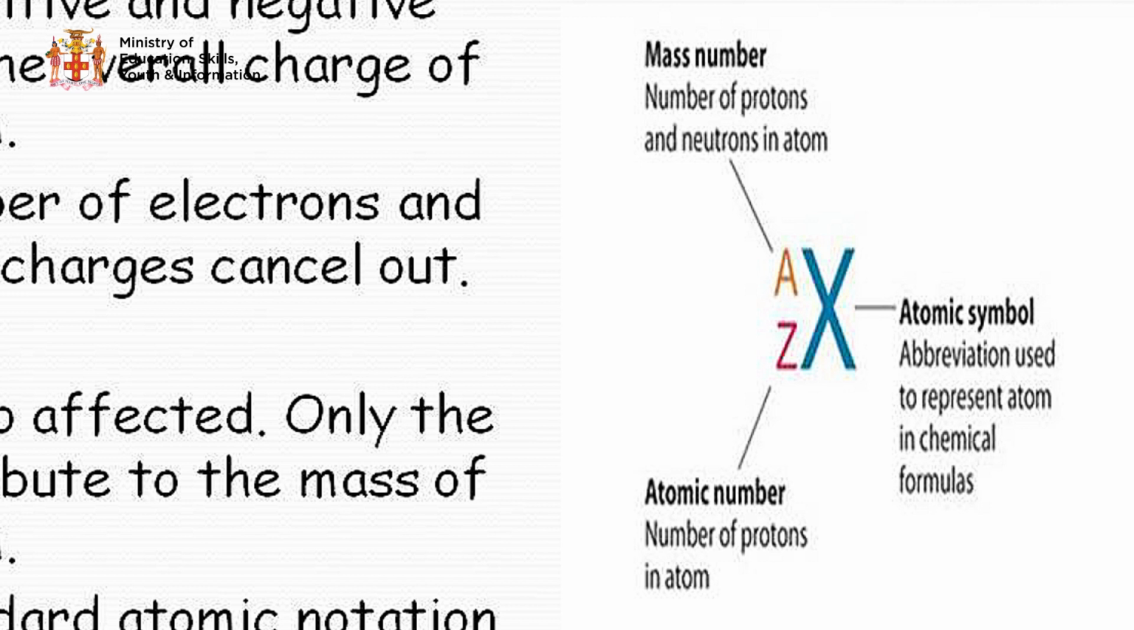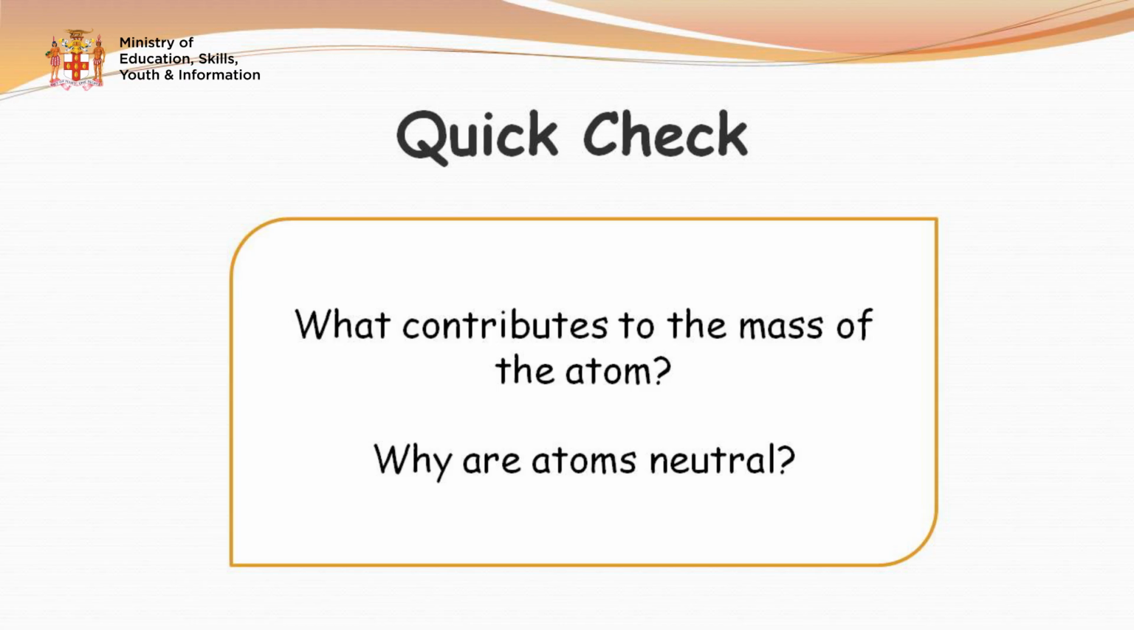But before we go any further, let's do a quick check. Let's see what you have grasped so far. So our first question, what contributes to the mass of the atom? I'm sure I just mentioned that. Think about it. What makes up the mass of the atom? I hope you mentioned protons and neutrons, because as was stated, that mass is coming from the nucleus. All right? Because the mass of the electrons is really negligible.